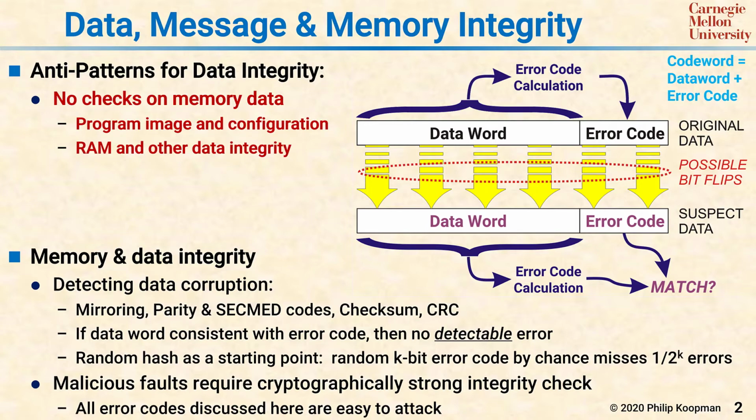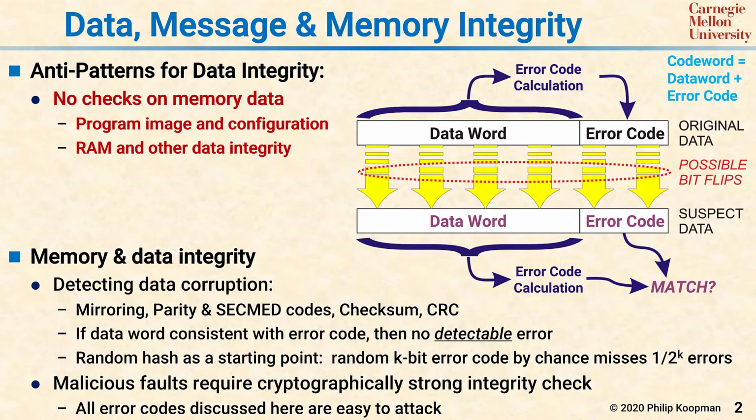The anti-patterns for data integrity are, if you have no checks on memory data, no checks on your program image, no checks on your configuration data, and your values in RAM and other data have no integrity checks, then you're subject to data integrity problems. In life-critical applications, that's a big deal because, as we'll see, memory values will be corrupted over time, and you have to account for that possibility.